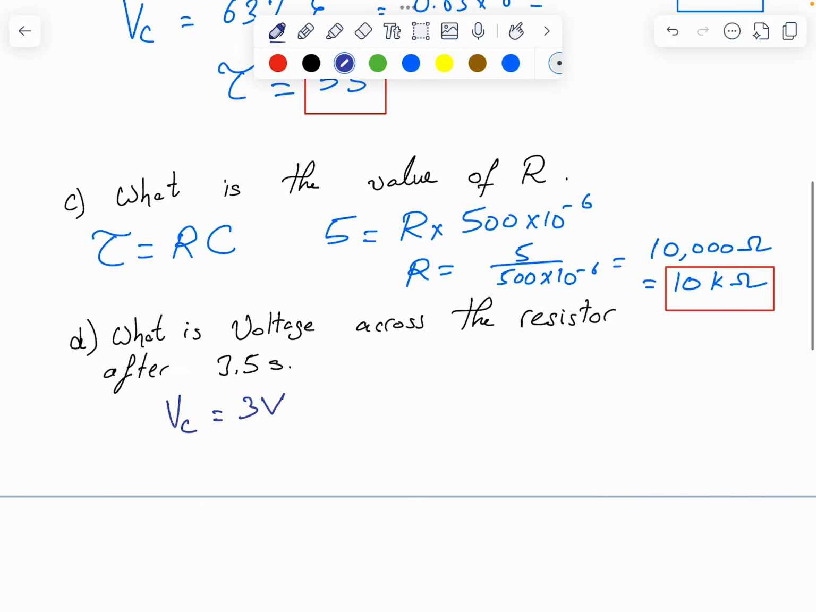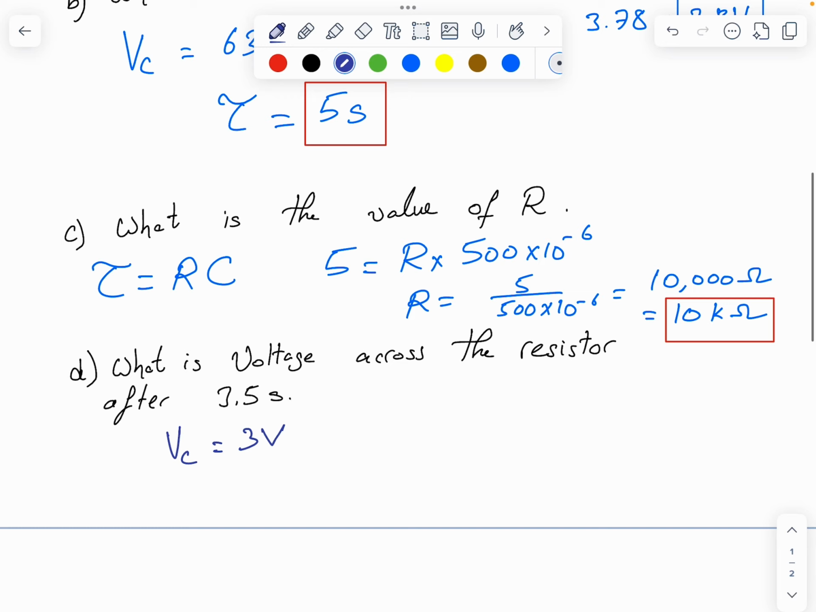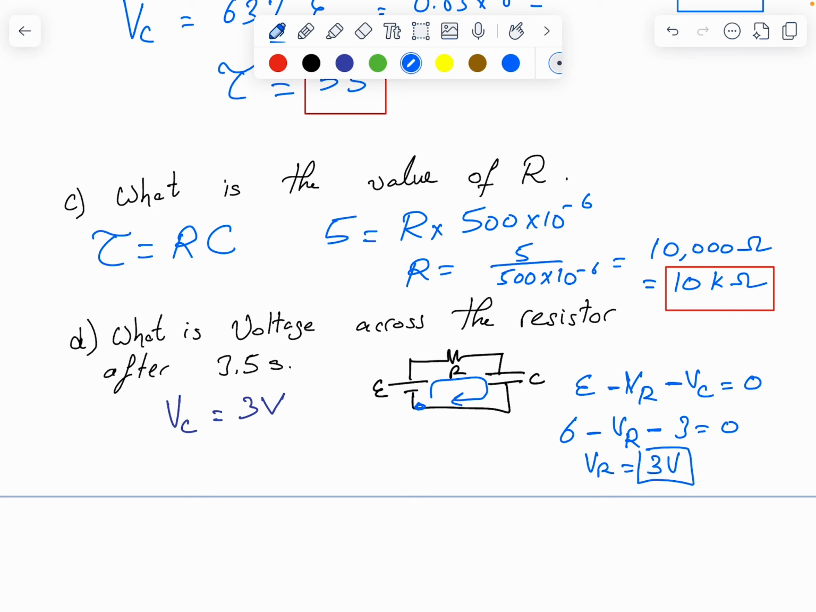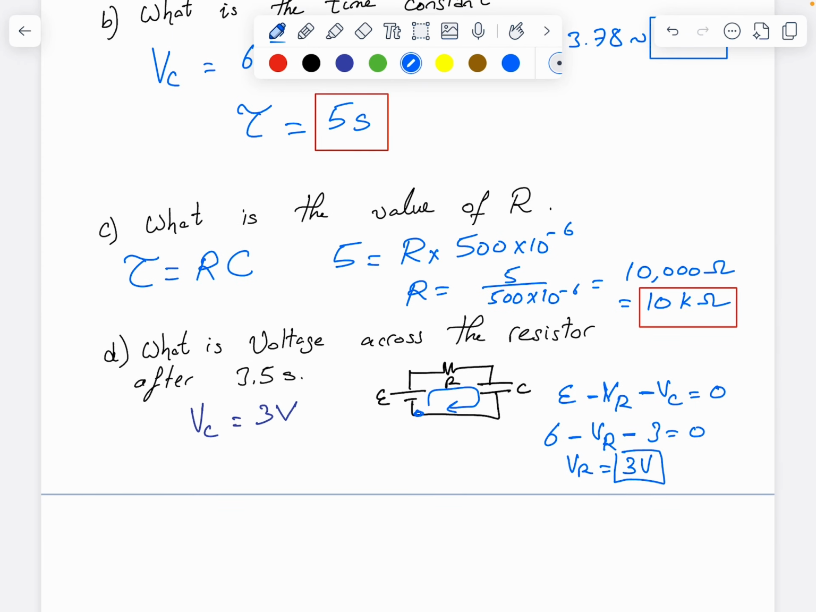The voltage of the resistor, if I use Kirchhoff here again, that's the battery, the resistor, the capacitor, R and C. If you take a starting point and go in this direction, you will have the EMF minus the voltage of the resistor minus the voltage of the capacitor, and it will give you 0. So the EMF is 6 volts minus the voltage of the resistor minus the voltage of the capacitor. We have found it as 3 volts. So the voltage of the resistor is 6 minus 3, so we get 3 volts. So the resistor also has a voltage of 3 volts at that time.